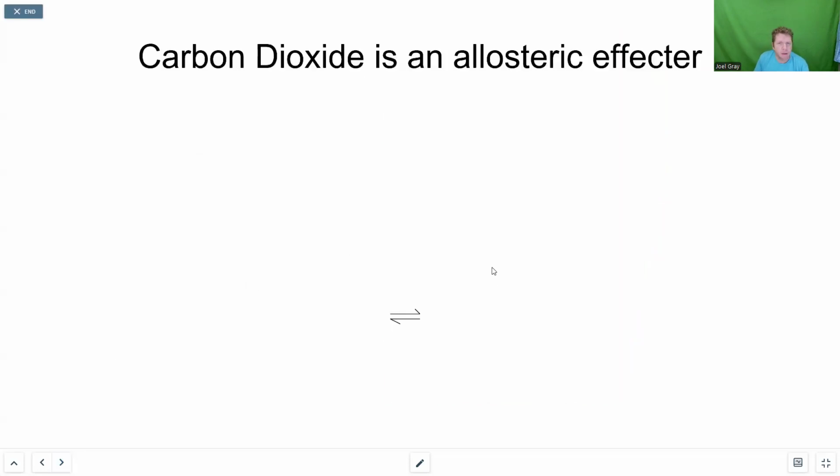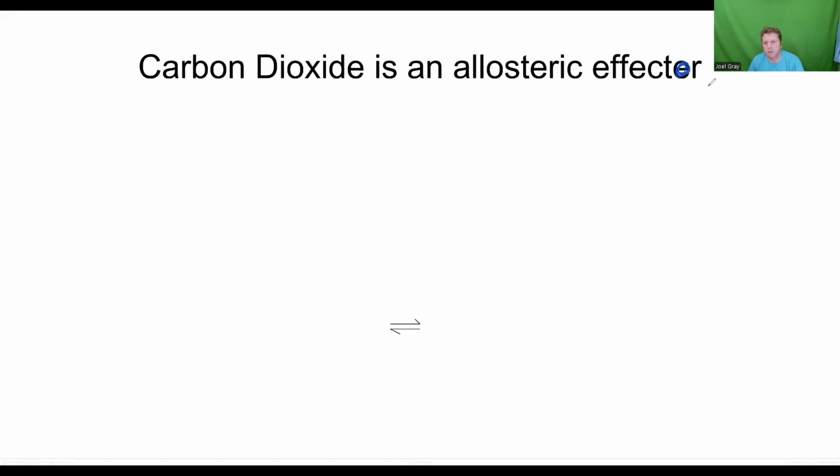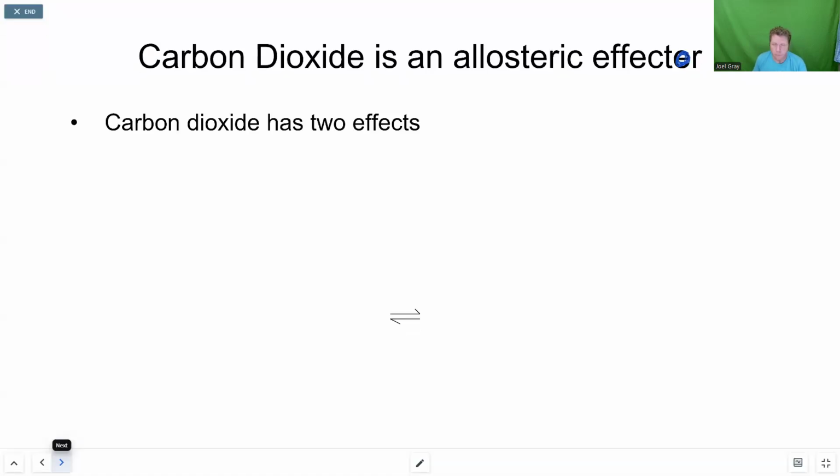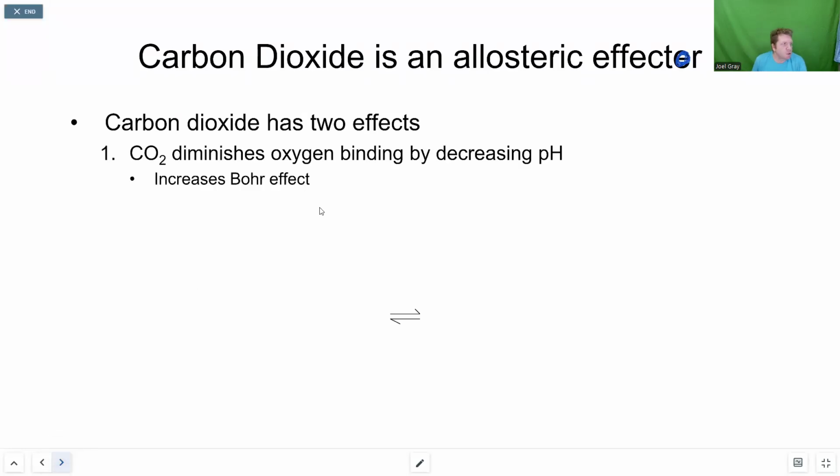Now, carbon dioxide. We've talked about carbon dioxide quite a bit. It is also an allosteric effector. O2 is an allosteric effector, a homotropic allosteric effector. Carbon dioxide would be a heterotropic allosteric effector. Carbon dioxide basically functions in two ways. One way is it diminishes oxygen binding by decreasing the pH. It enhances, it augments the Bohr effect.